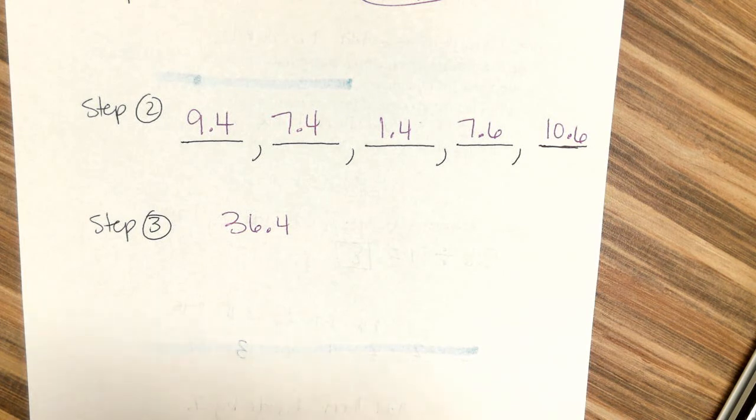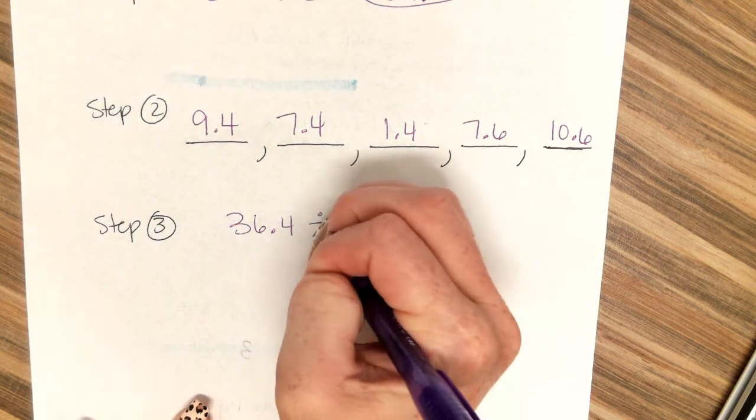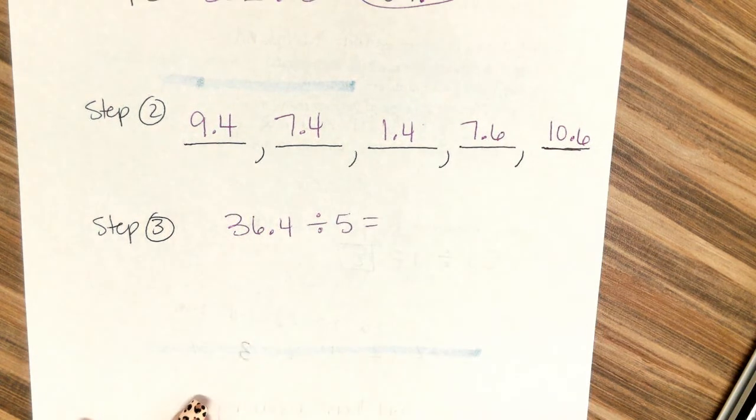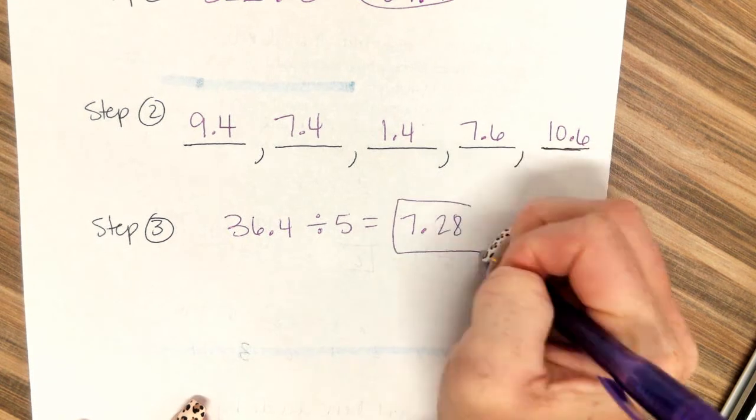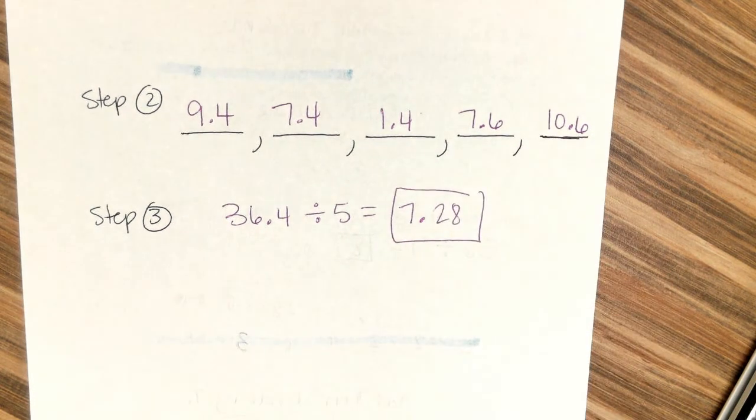Did everybody adding it get 36.4? Yes. Is that the answer? No. Will it be an answer choice? Yes, but I still have to divide by 5 because there were 5 numbers, and my answer is 7.28.